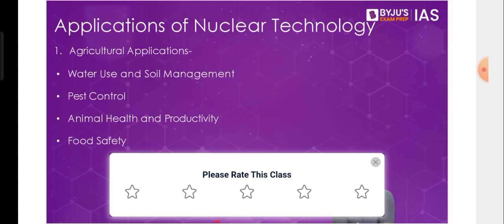Then lastly, the last topic for us is application of nuclear technology. We understand that application of nuclear technology largely is in electricity, correct? The most important one is generation of electricity. Whether with the help of nuclear fission or nuclear fusion, our first goal has been to use it for energy, for electricity.